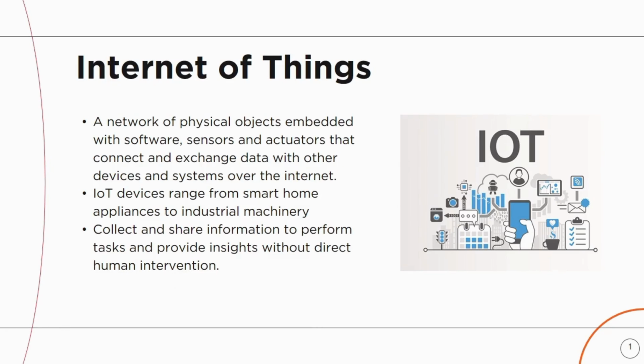IoT, or Internet of Things, is a network of physical objects embedded with software, sensors and actuators that connect and exchange data with other devices and systems over the internet. IoT devices can range from smart home appliances to even industrial machinery. These devices collect and share information to perform tasks and provide insights without direct human intervention.